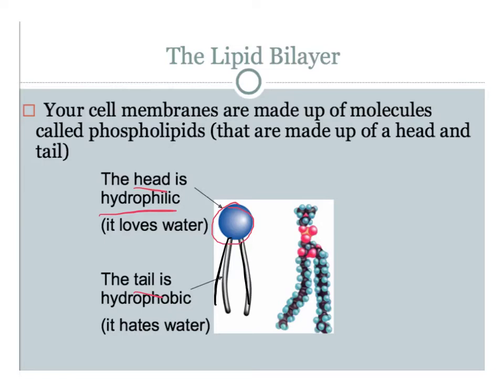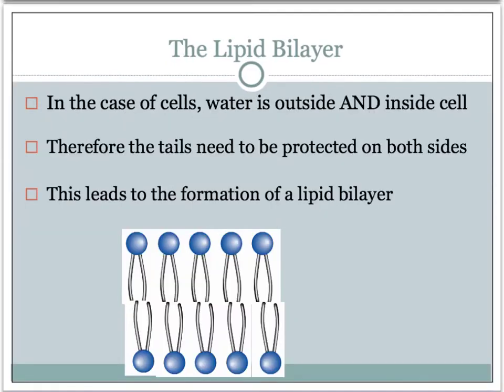And you might have heard of things like claustrophobia, people who hate tight spaces, arachnophobia, people who hate spiders. Phobia just means fear of. So how does this relate back to our cell membrane? Well, if the heads love water and the tails hate water, then the heads are going to go towards water and the tails are going to try to hide from it.